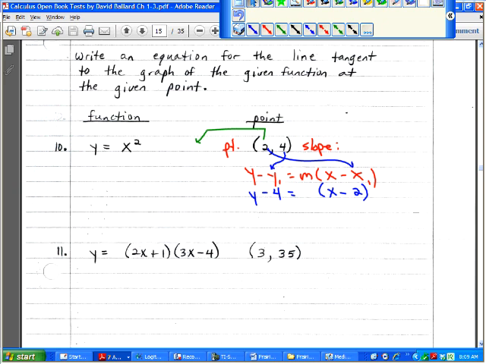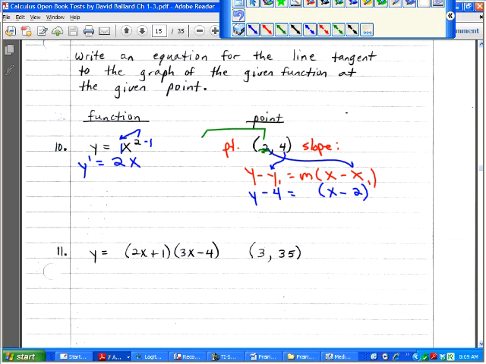So to find the equation for the slope of the tangent line at any point, we take the derivative. And the derivative of x squared is exponent times coefficient. 2 times 1 is 2. Reduce the exponent by 1 to x. So the equation for the slope of the tangent line at any given point is 2x.